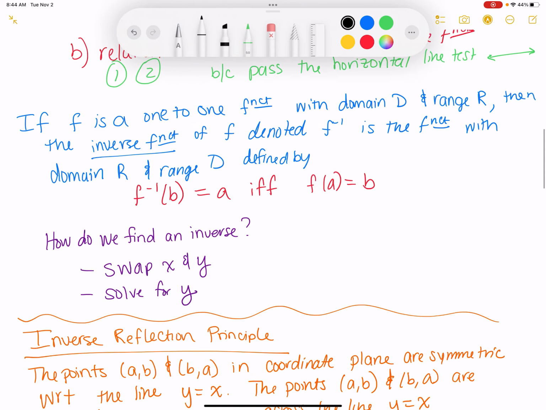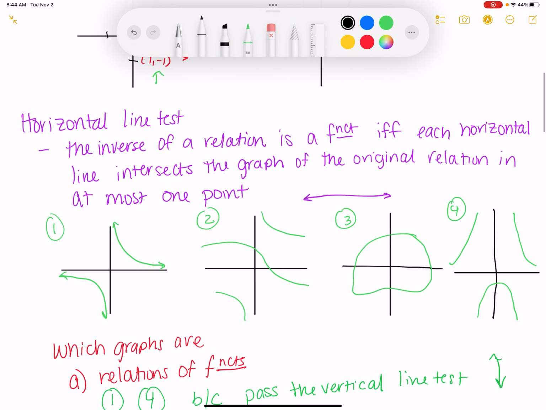So just a quick refresher up here. Okay, horizontal line test. The inverse of a relation is a function if and only if each horizontal line intersects the graph of the original relation in at most one point.